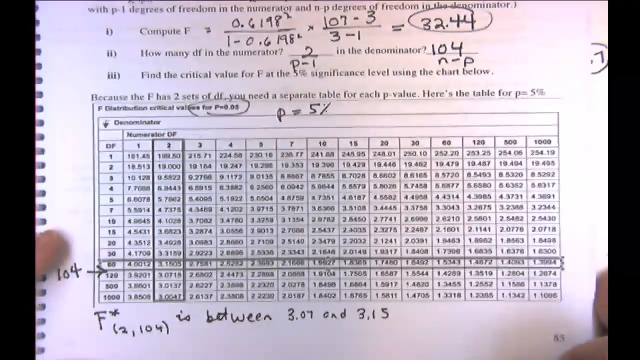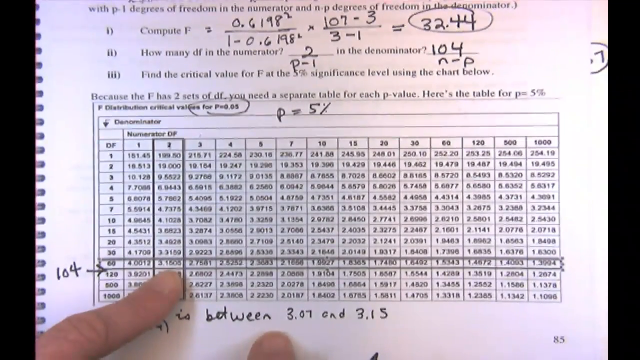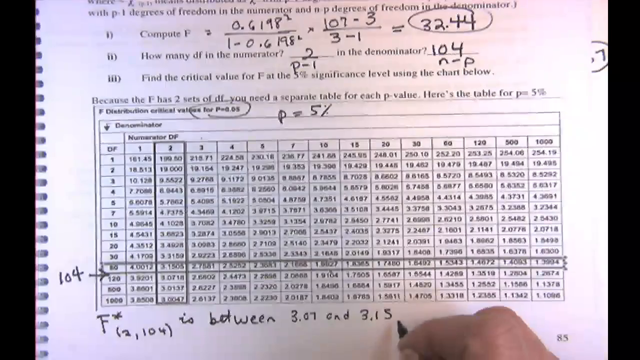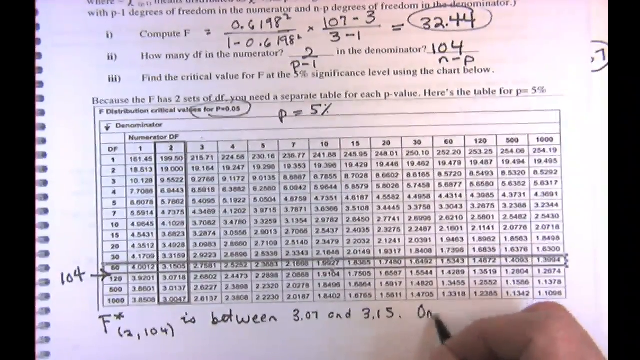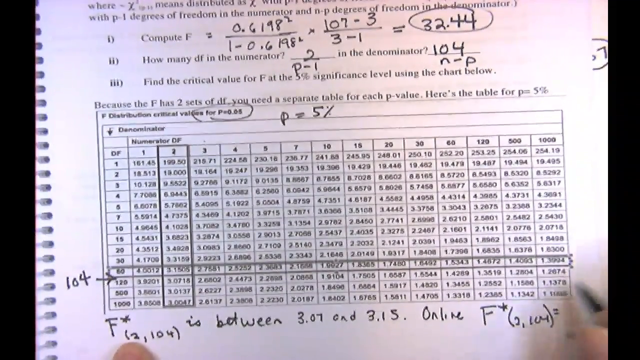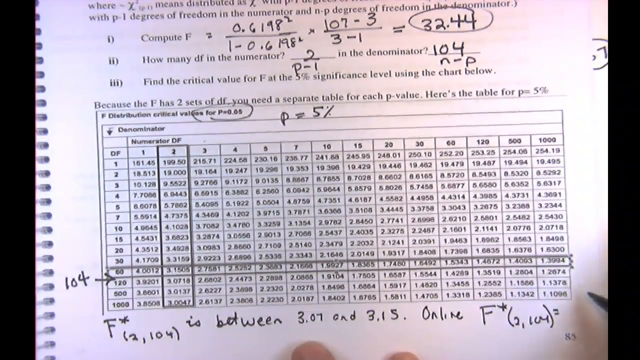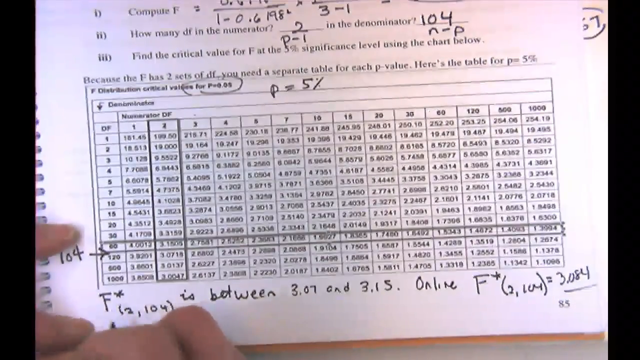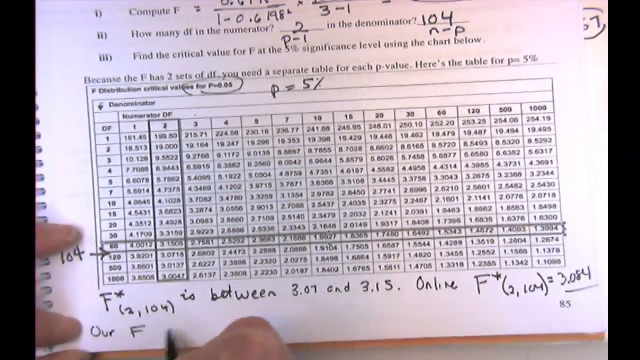All right, good question. Now let us get exactly what the p-value is. Let's just say, okay, so it's between here. I looked online. Okay, I'll just give that to you. Online, the critical value for 2 and 104, and you can look at this later, turns out to be right in between those, and it is 3.084. But do we really need it that carefully? No, because why? Our F is astronomically bigger than those. It is equal to what? 32.4.